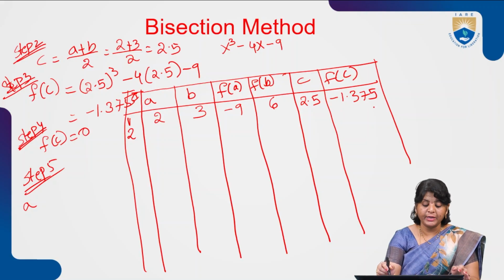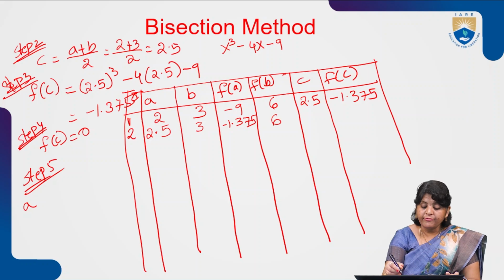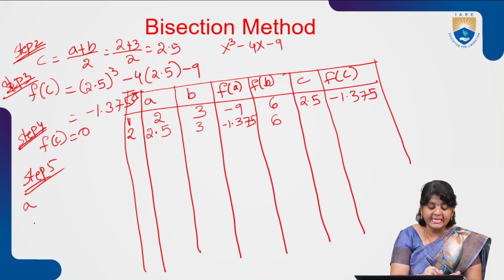Here, f of C is a negative value. We need to change this A value. So now A will be 2.5 and B as it is. And f of A will become the f of C value, minus 1.375, and f of B as it is. And now we need to find C. So what is C actually? A plus B, 2.5 plus B, divided by 2.